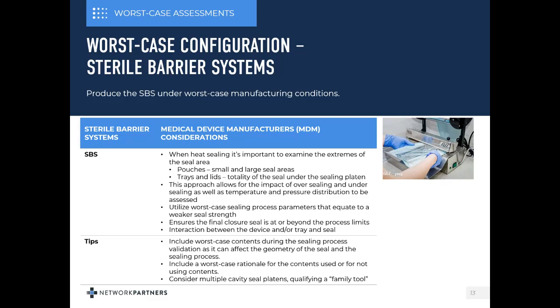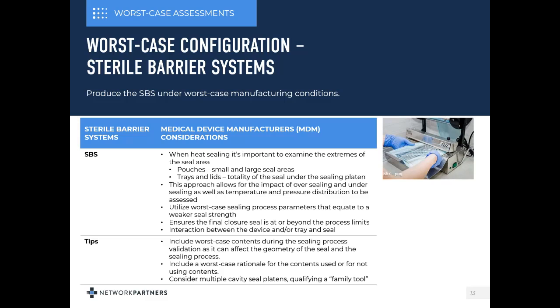Utilize your worst case sealing process parameters that equate to a weaker seal strength. Essentially, what this is saying is, before you even do a study, you want to have your process validation under control and really define and characterize what that looks like through a DOE. Understand that OQ low doesn't necessarily give you the weakest. It could be the OQ high, but you really have to go through and characterize this to understand it.